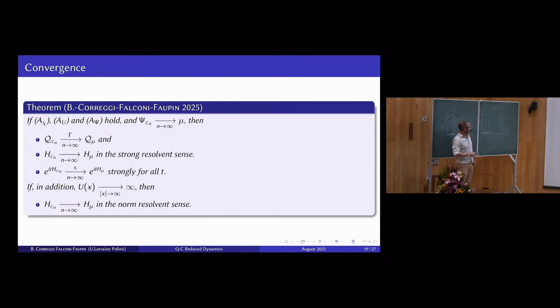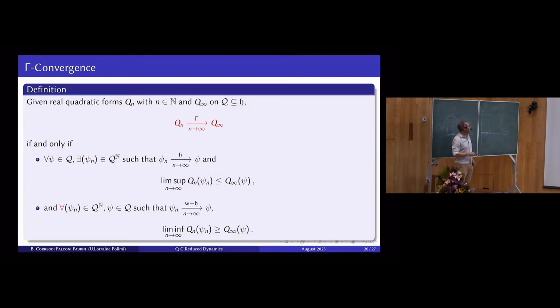Maybe I should just say what gamma convergence is. You have two properties that you want to prove. The first one is that for any psi you can find a sequence psi_n which converges to psi, and with the limsup of Q_n(psi_n) smaller than Q_infinity(psi). And in the other direction, it's a bit stronger. For any psi in Q, and for any sequence psi_n which converges to psi weakly, you have to be able to prove this inequality.